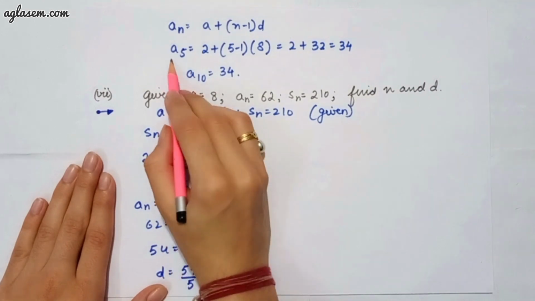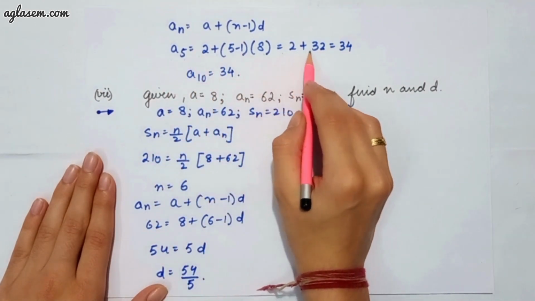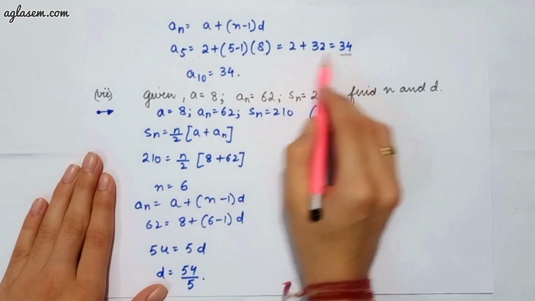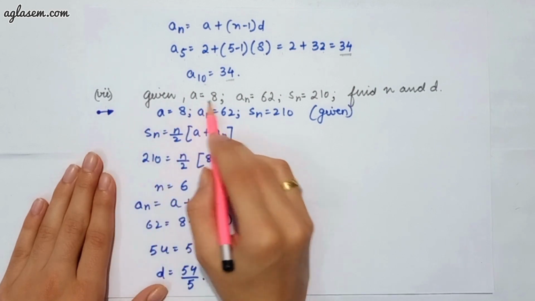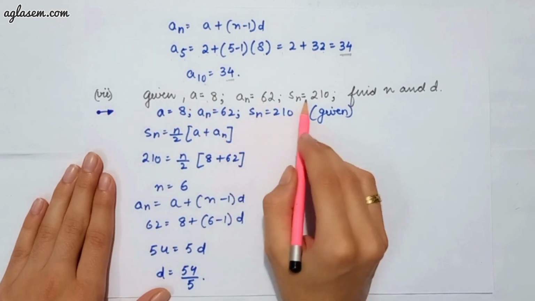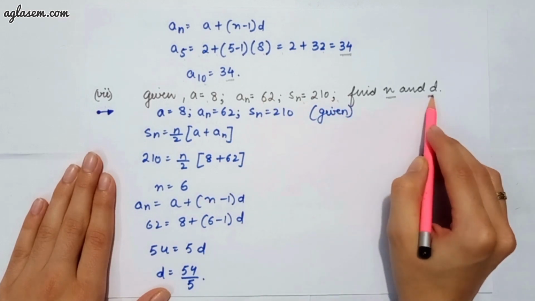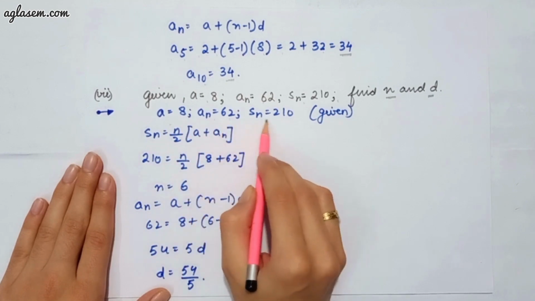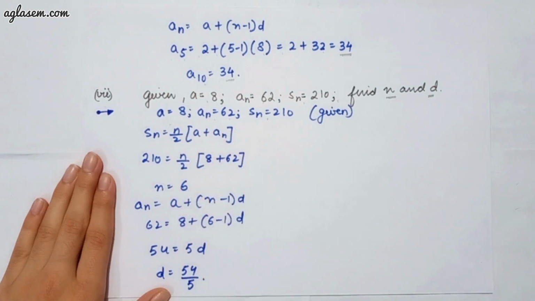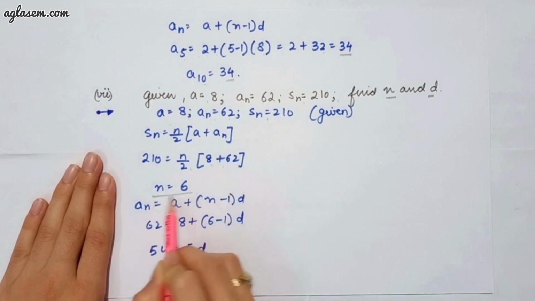Solving further, we will get A5 is equal to 2 plus (5 minus 1) into 8, which is equal to 2 plus 32, that is equal to 34. So A10 is 34. Seventh part says A is given, that is 8, An is given, that is 62, Sn is given, that is 210. We have to find n and D. So A is given, that is 8, An is equal to 62, and Sn is given, that is 210. So further we have to solve it, and 210 is equal to n upon 2 into (8 plus 62). It will give you n as 6.